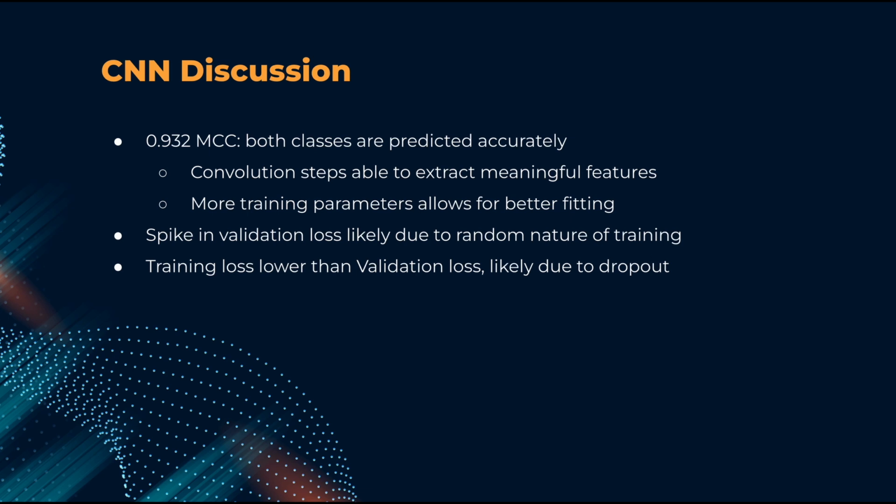Now, the spike in validation loss that we see in epoch number 1, we're not entirely sure why that has occurred, but we posit that it's due to the random nature of training, where perhaps because of the way the model parameters were set up, we just saw a random spike early on in the training. And we see once again that training loss is lower than validation loss. This is likely also due to dropout since we added a dropout layer in our CNN.